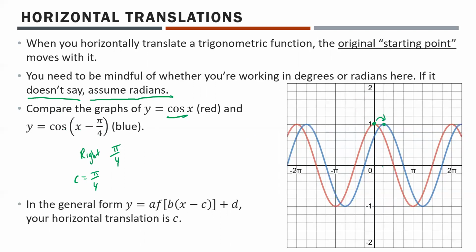And if you don't believe me that that's pi over 4, well, look, this is pi. You can chop it into 4 pieces, 1, 2, 3, 4. So that is pi over 4. It moved to the right by pi over 4.